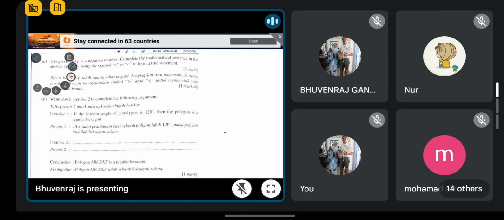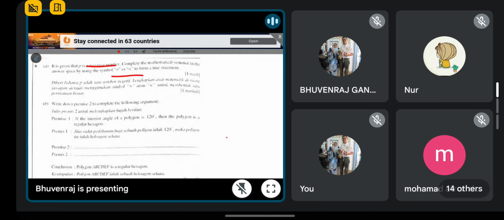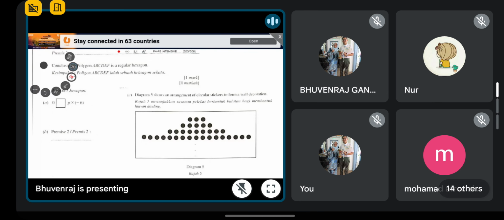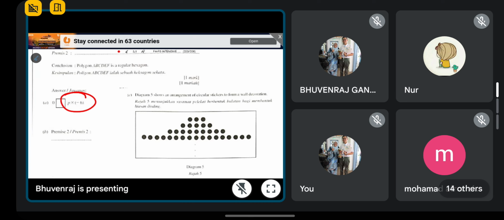Okay, so they say it is given P is a negative number. So they say complete by using this symbol. Kamu kena guna symbol tu. Okay guys, so if they say P is a negative number, nombor negative, can I ask you, nombor kat sini positif atau negatif? If P is a negative number, is the right hand side positive or negative? Negative P tu nombor negative. So negative times negative? Yes, very good, positive. Okay, remember this.